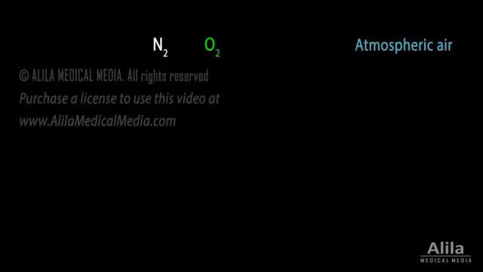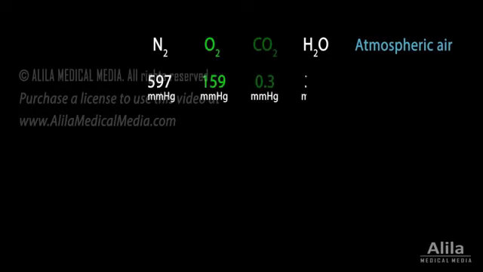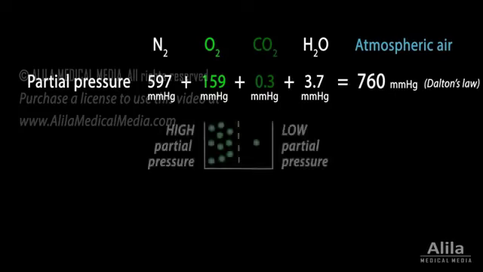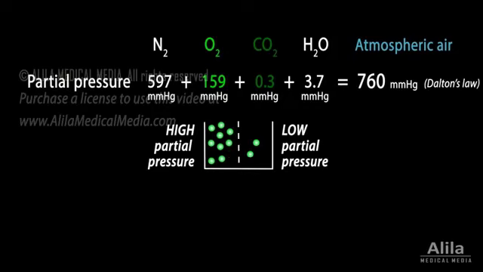Atmospheric air is a mixture of gases, each of which independently contributes to its total pressure. The pressure of each individual gas is known as partial pressure. The atmospheric pressure is the sum of all partial pressures of gases that make up its content. The direction of gas movement from one area to another is determined by the difference in its partial pressure. A gas always moves from higher to lower partial pressure.